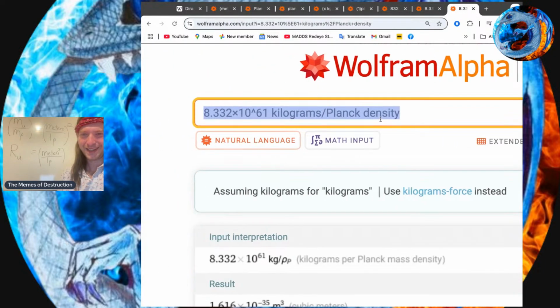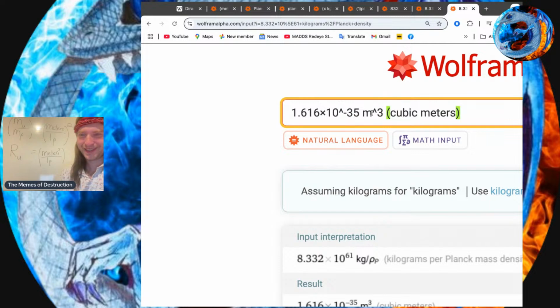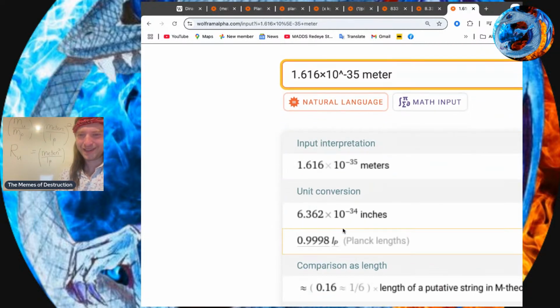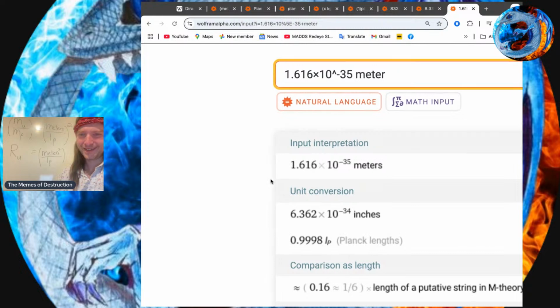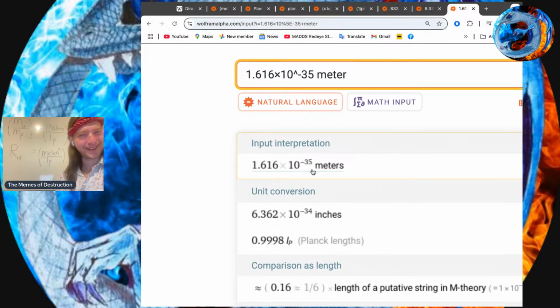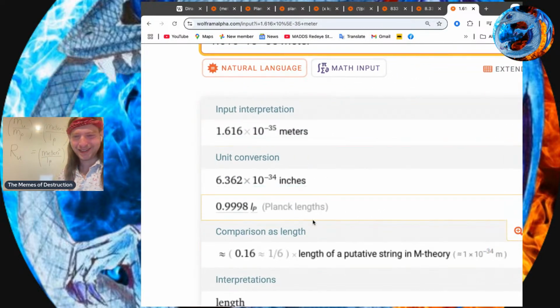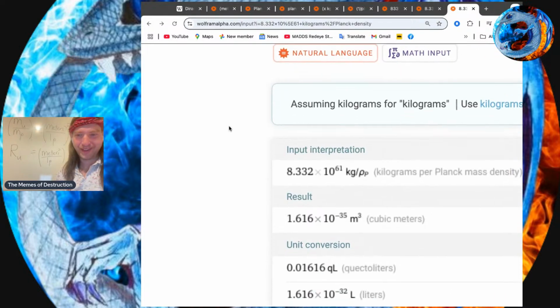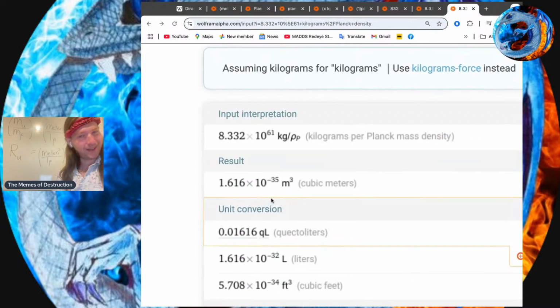Now, here's what we're going to do. We're just going to search for meters, not meters cubed. Oh, wait a second. 1.616 times 10 to the minus 35. Oh, that appears to be the Planck length, my friends. The Planck length? No, it was not the Planck length. It was the Planck length times 1 meter squared.